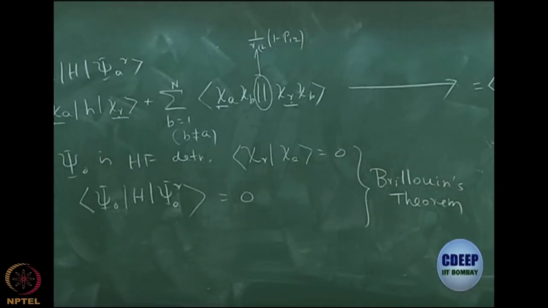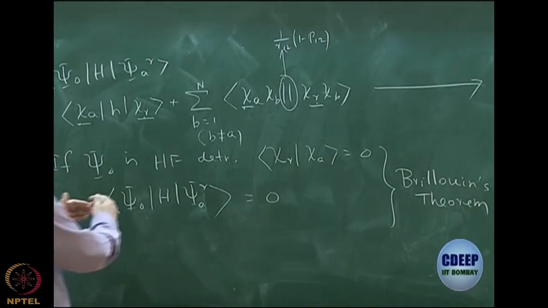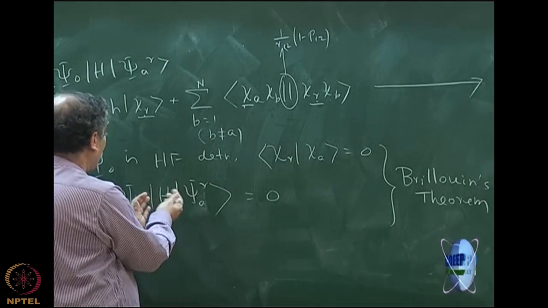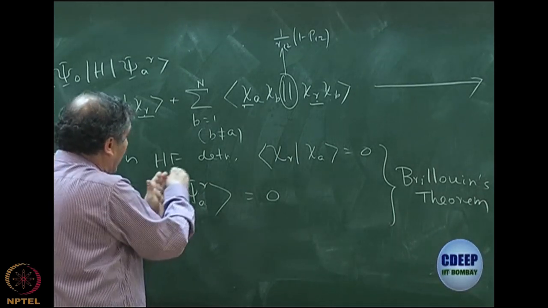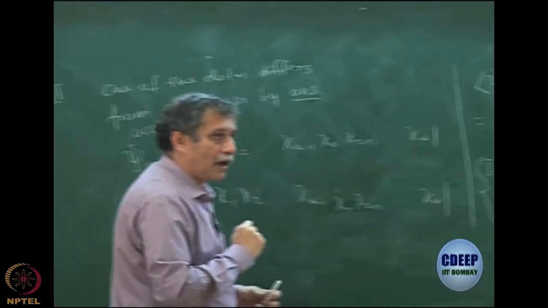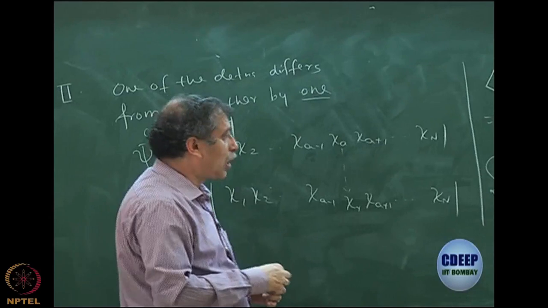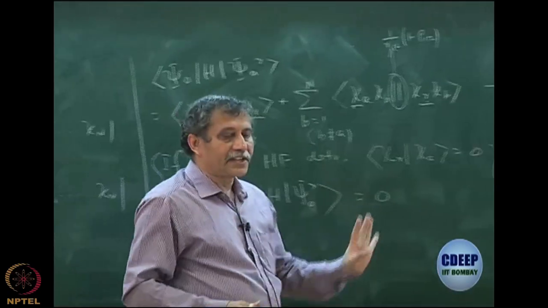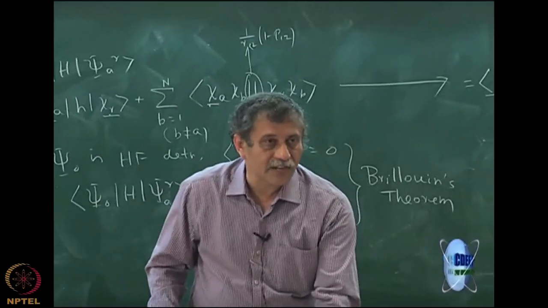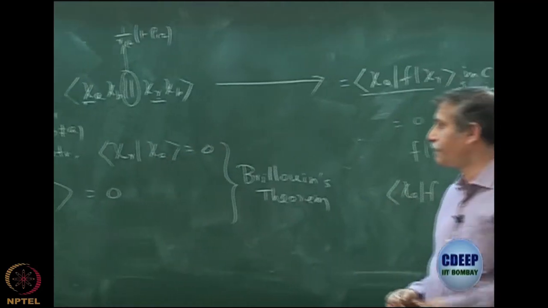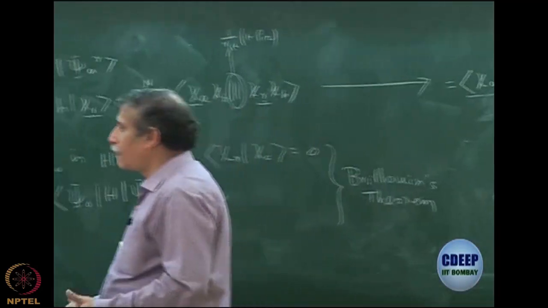Whenever I start from the Hartree Fock determinant and calculate the matrix element of the Hamiltonian between Hartree Fock and another determinant generated by one change of spin orbitals, which we will now call a singly excited determinant, Brillouin's theorem says the matrix element vanishes. That is the same final statement. Okay, so then we will move forward.